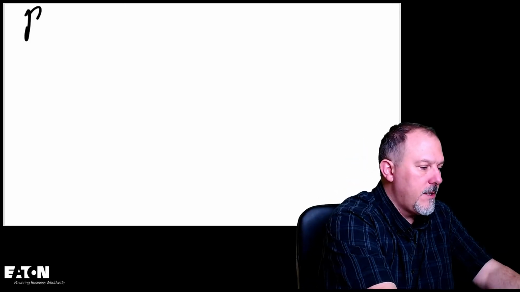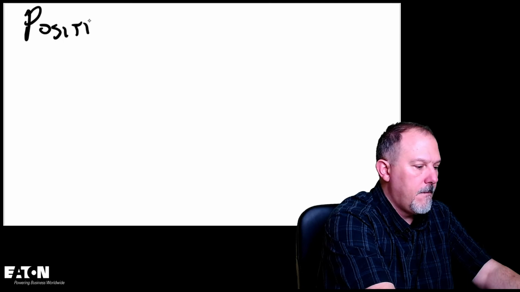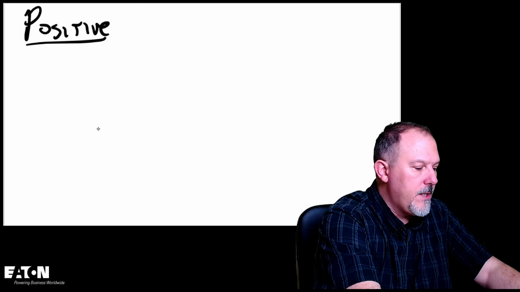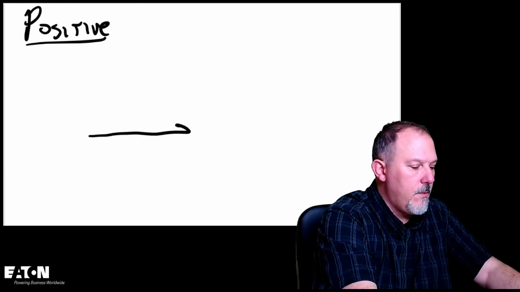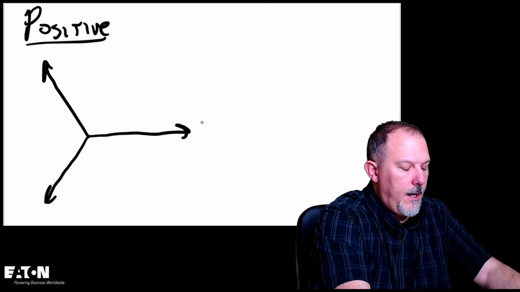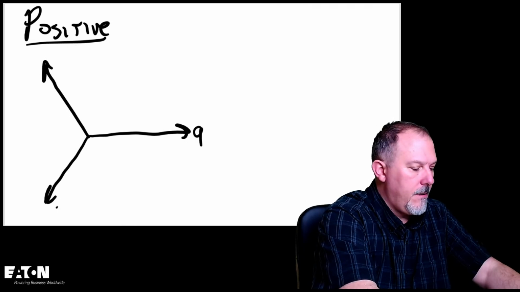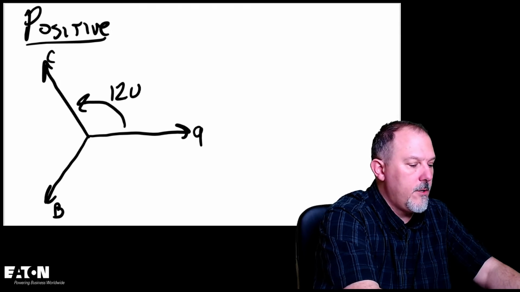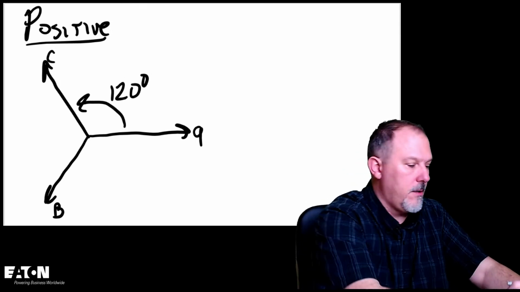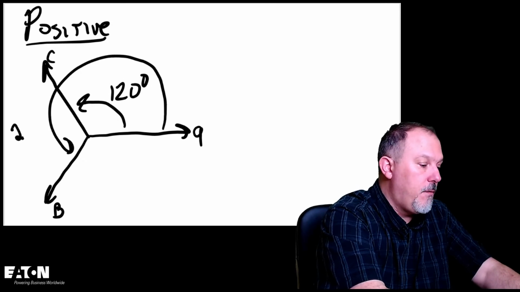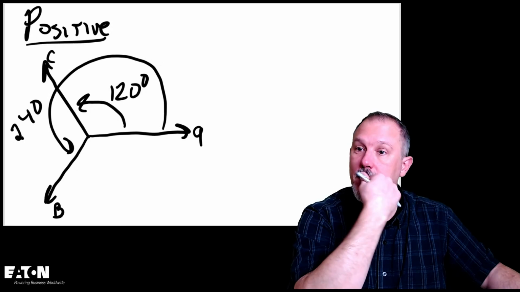Positive sequence, I would draw like this. And this is A, B, C, 120 degrees from each other, and that is 240 degrees.